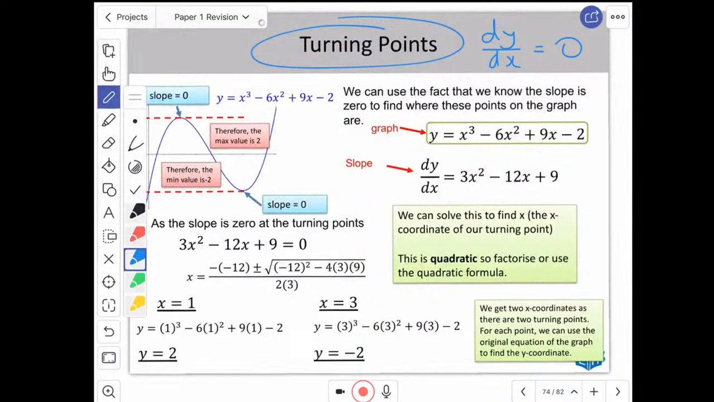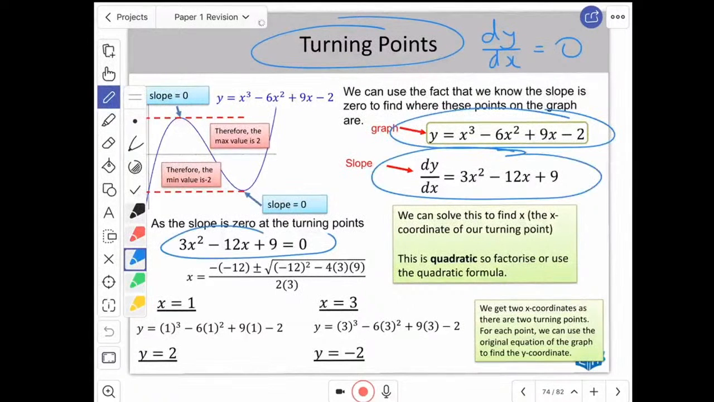So turning points is where the slope is 0. So you go and work out dy dx. In this really quick example, you can see they have an equation, they find dy dx, they let it equal 0, and that gives them the coordinates of the 2 points at which their graph has no slope. So therefore that's where it's got a turning point.